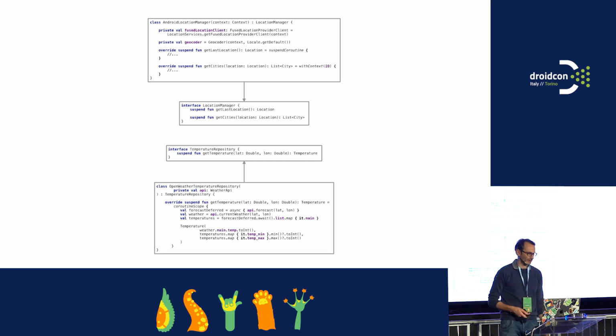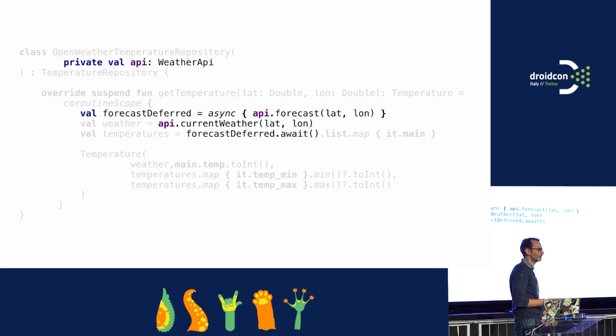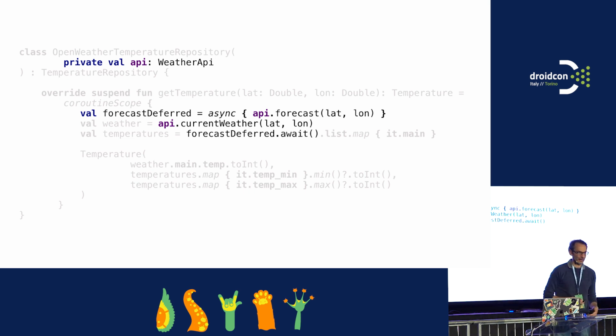Okay, then we have the implementation of the temperature repository. This is the code. Again, we are just using Kotlin and the coroutines. And we are basically executing two server calls in parallel. So the first one to retrieve the forecast and the second one to retrieve the current weather. And then we just map the values and calculate the minimum and the maximum temperature. And we return a temperature object. Again, dependency injection. So this repository doesn't create the API object directly, but it's a constructor argument.